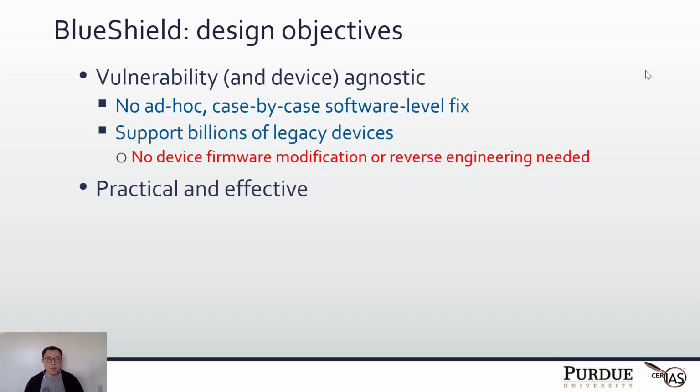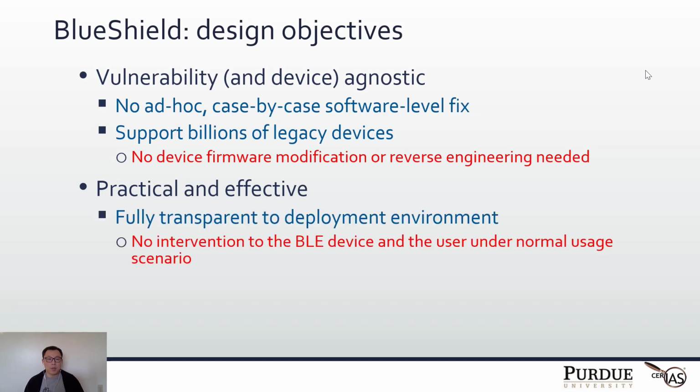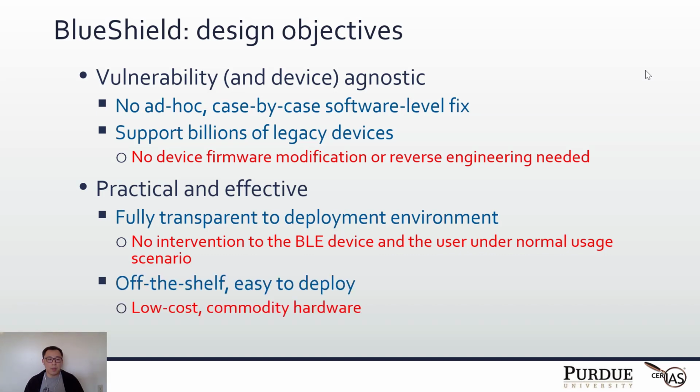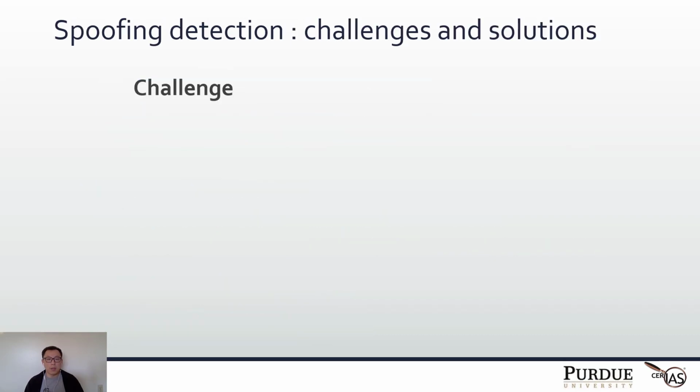The second requirement is that BlueShield should be practical and effective. It should be transparent to the deployment environment, which means it should not introduce intervention to the user and the device. It should be easy to implement with low-cost commodity hardware and easy to deploy. At last, it should achieve high accuracy and low latency. To achieve these goals, there are several challenges.